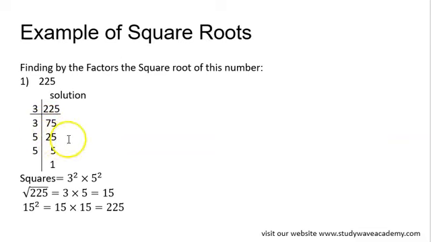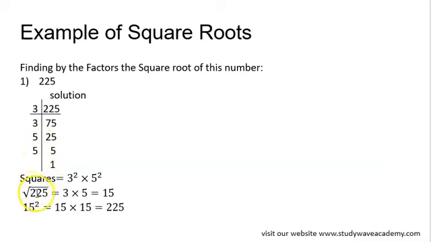And 3 cannot divide 25 because there will be a remainder, so we'll move over to the next prime number, which is 5. When 5 divides 25, it will give you 5. And when 5 divides 5, it will give you 1. So the square is equal to 3 raised to power 2, which is 3 times 3, and 5 raised to power 2, which is 5 times 5.